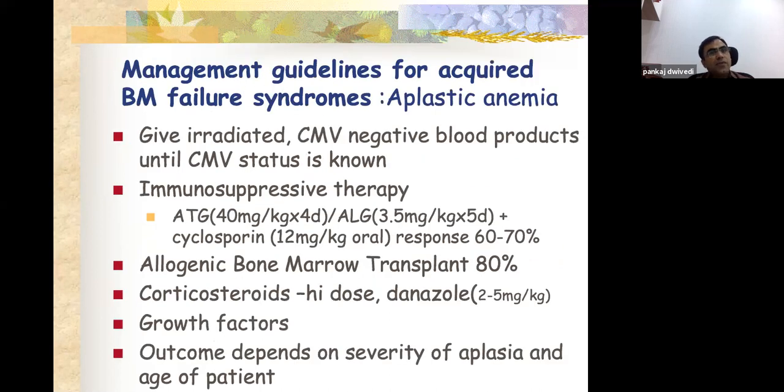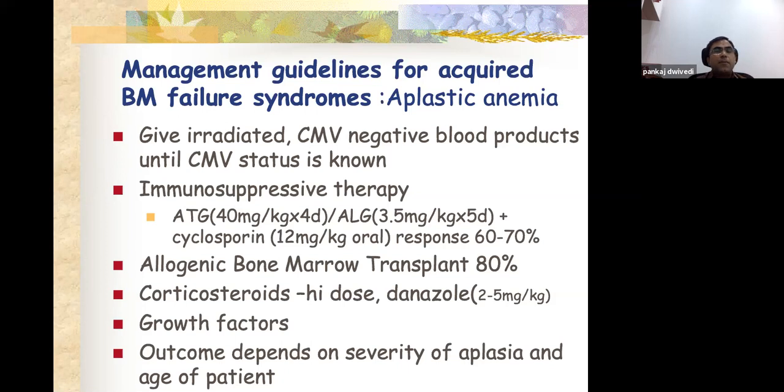Now, management guidelines for acquired bone marrow failure syndrome. It is actually not called aplastic anemia now, because not only RBCs are low, all three cell lines are low. That is why we call it a bone marrow failure syndrome. Could be acquired, could be genetic. So how will you manage them before going to a definitive therapy?